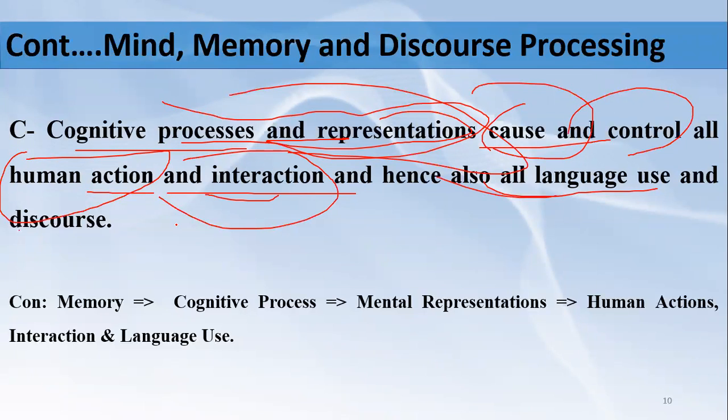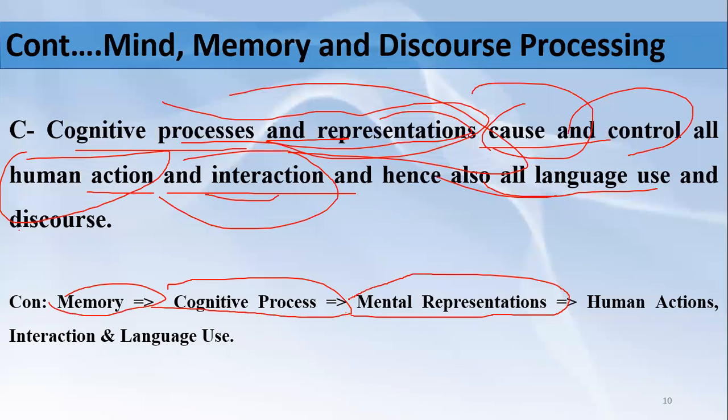Now, to conclude so far, we have got memory. Inside the memory, certain cognitive processes are taking place. Those cognitive processes form or change or activate and deactivate mental representations. And those mental representations lead to human action. Those mental representations direct human actions, they control and cause human actions. And not only actions, rather human interaction, language use, and discourse as well. Is this clear so far?